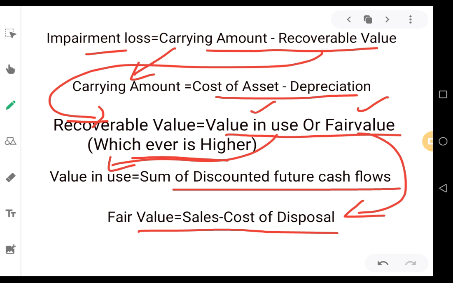Once again, let us study the terms and items which I have explained just now. First one is impairment loss, the amount of loss incurred by the organization by way of decrease in the value of its assets other than depreciation.